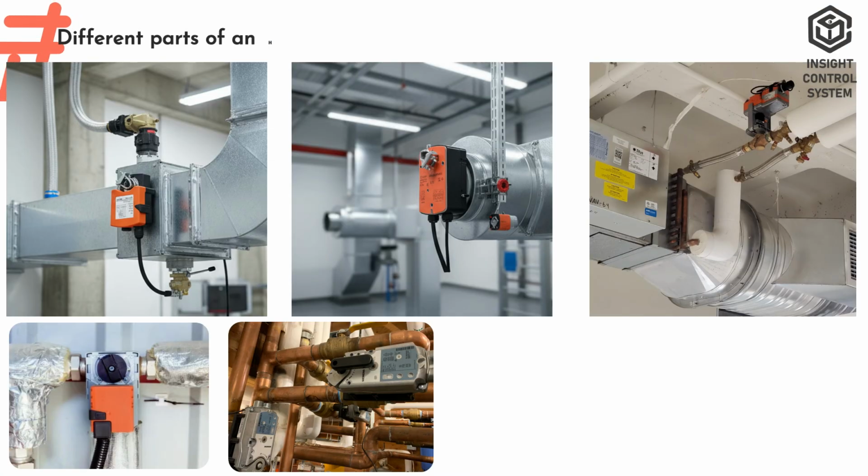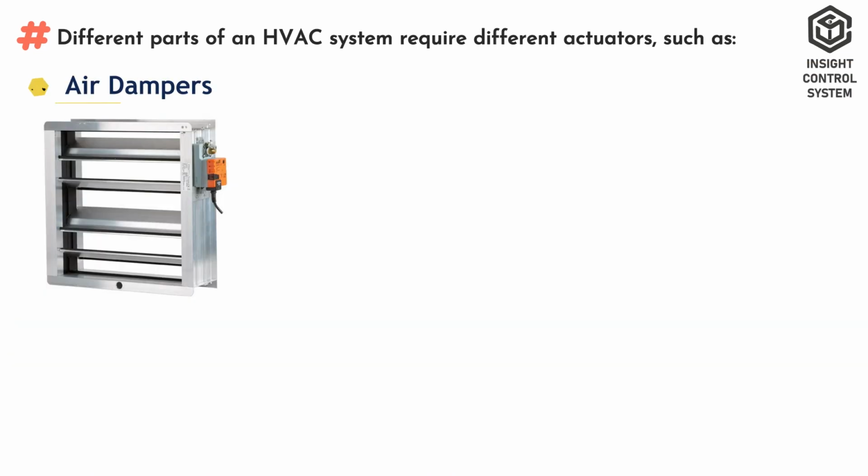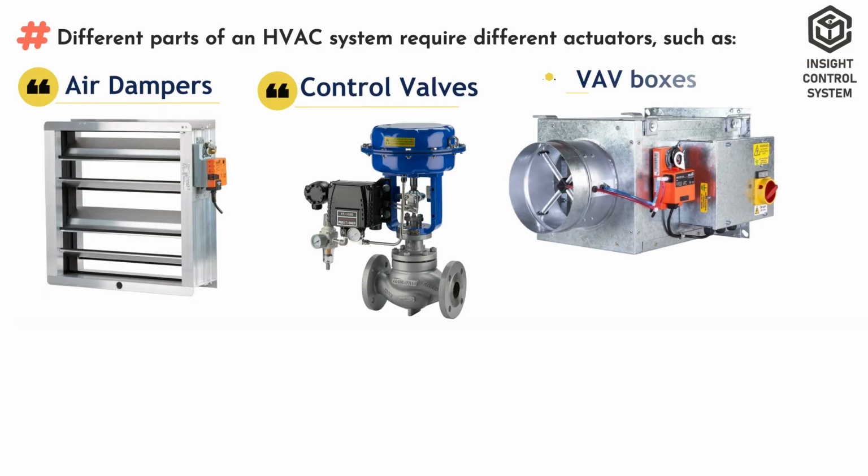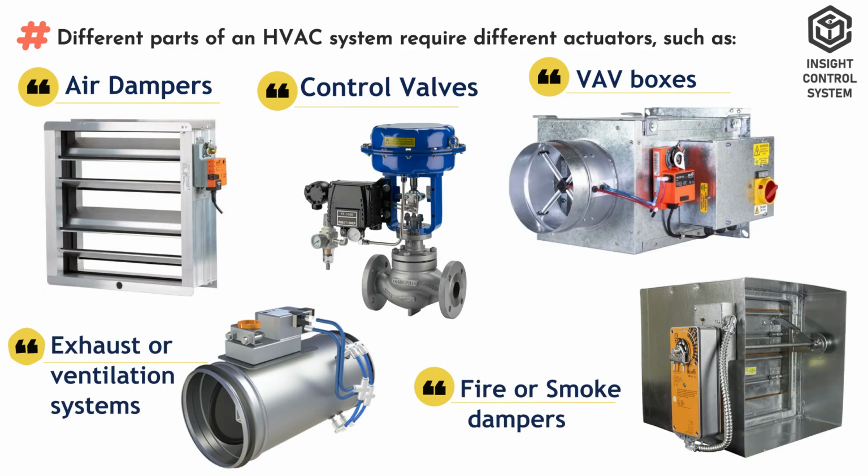Different parts of an HVAC system require different actuators such as air dampers, control valves, variable air volume boxes, fire or smoke dampers, and exhaust or ventilation systems. Always start actuator selection by clearly defining the application.